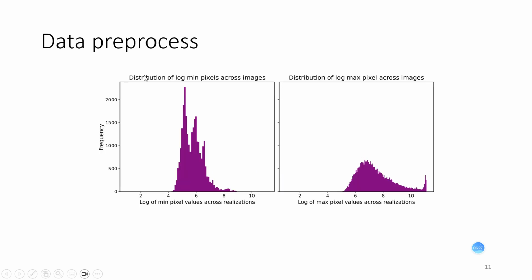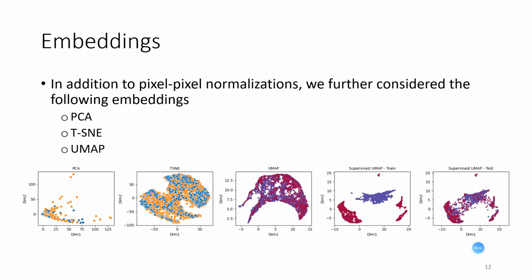So we looked at the distribution of the log mean pixel across images and the log max pixel across images. We find out about this distribution. Based on this, we designed a normalization technique for the data.